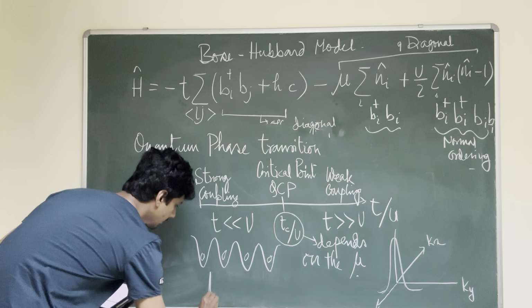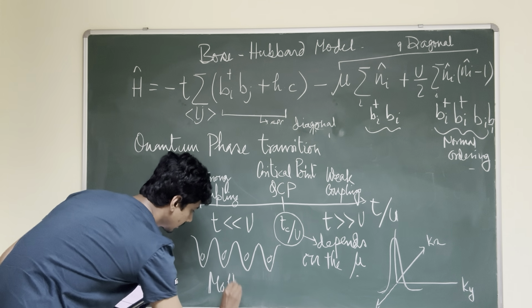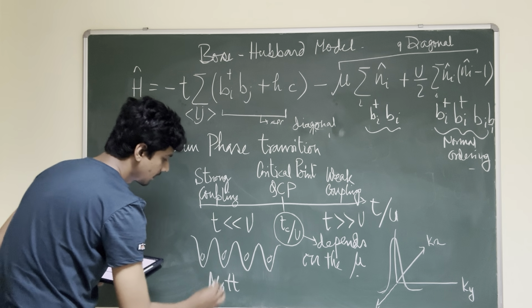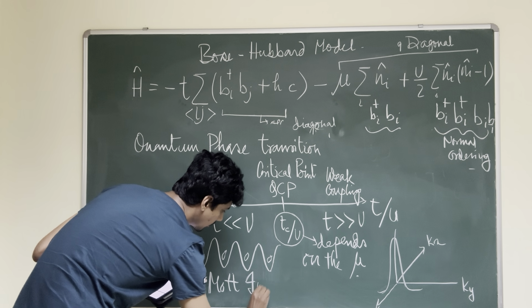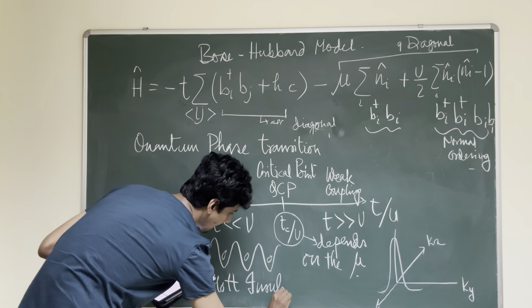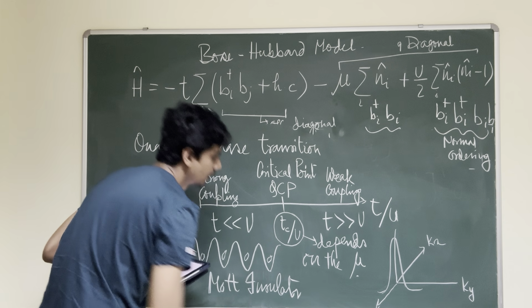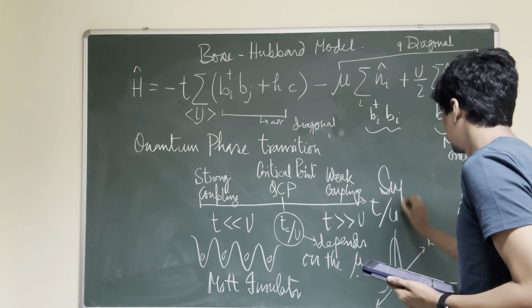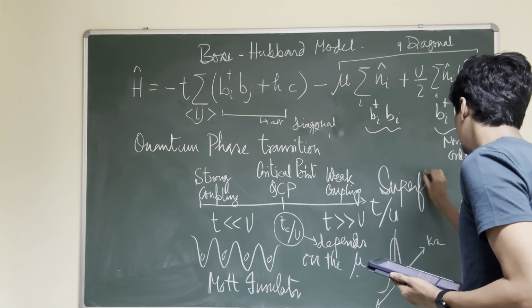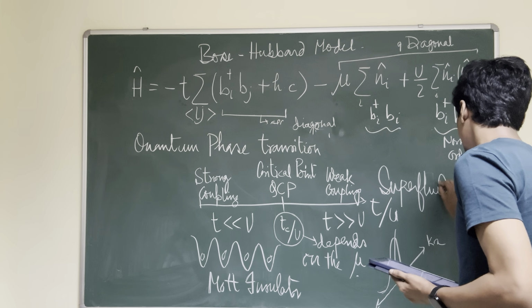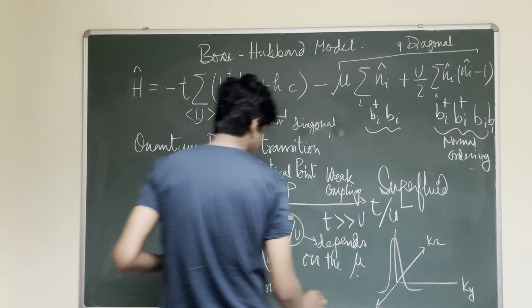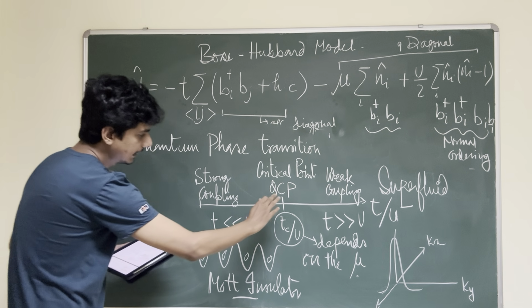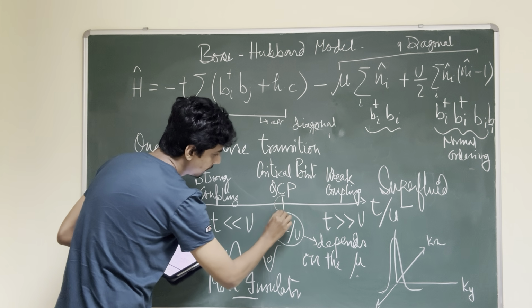This phase is known as the Mott insulator in the strong coupling regime. So it's the Mott insulator, and this phase is known as the superfluid. So SF is superfluid, and there is the critical point after.